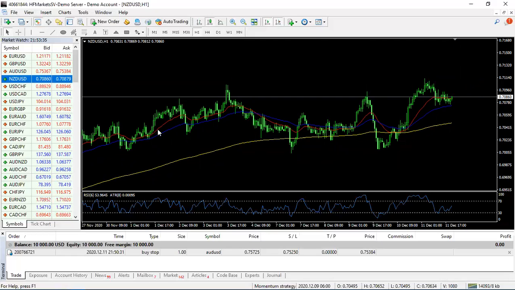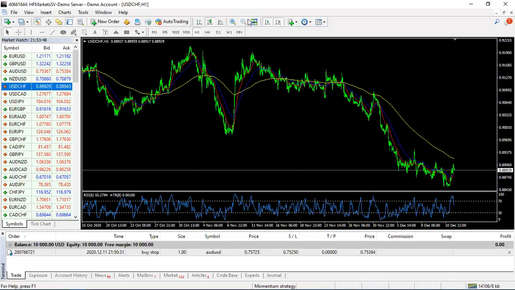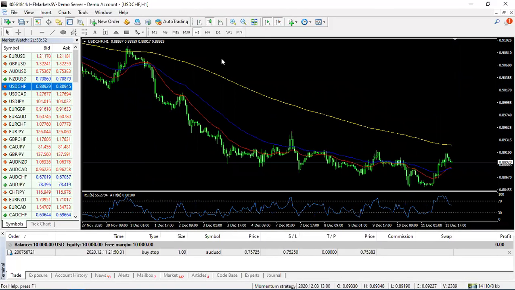Okay, then we go on to the USD chef. So we're expecting a buy position from this. The other thing you guys need to understand is you can draw your trend lines, your supports and resistance even in this chart, the momentum strategy chart, but you need to keep it very simple. Okay, you want a clean chart.